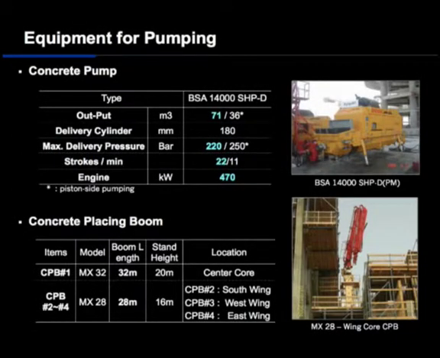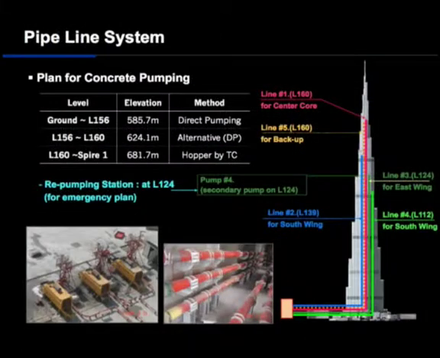For direct pumping to the higher positions, we have used the BSA 14000 models and also 4 different concrete placing booms. Here you can see the 3 heavy-duty concrete pumps, and we also installed 5 different concrete pipelines. One is for the center core wall, 3 are for the wing walls, and 1 is just a backup if there is any problem with the pipeline during pumping.